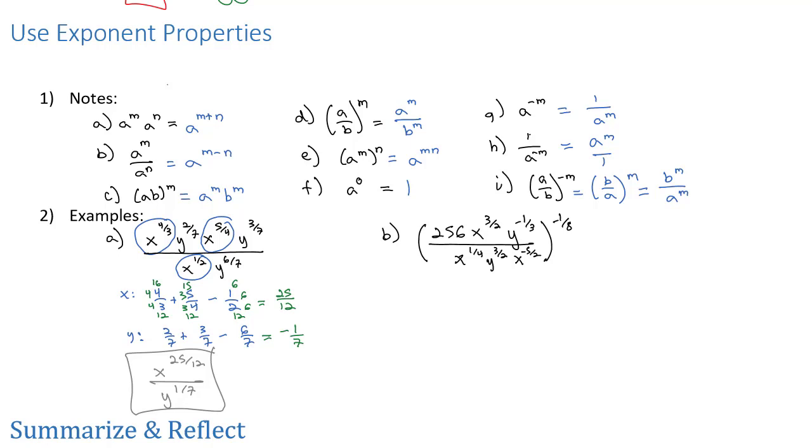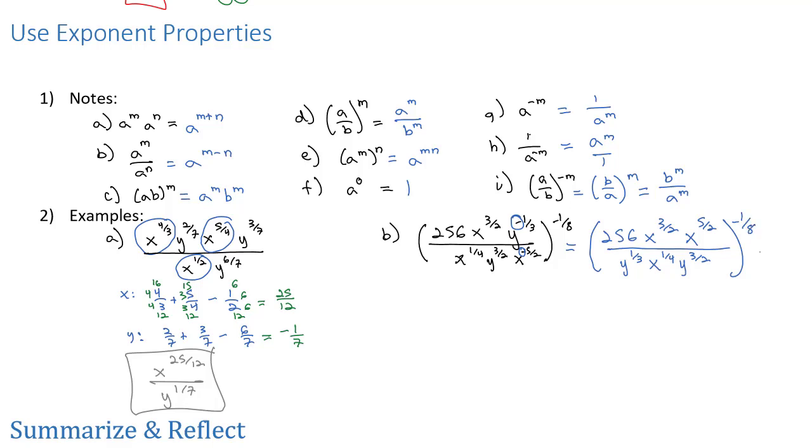Let's simplify first inside the parentheses. One thing I notice is we've got these negative exponents. So let's move those negative exponents around. The 256 x to the 3/2 stays, but the y to the 1/3 moves to the denominator. We have x to the 1/4. We have a y to the 3/2, but that x to the 5/2 needs to move up to the numerator. And that's all going to be to the negative 1/8 power.